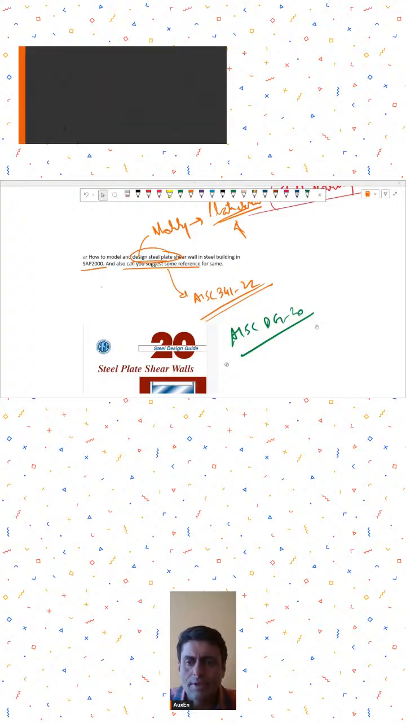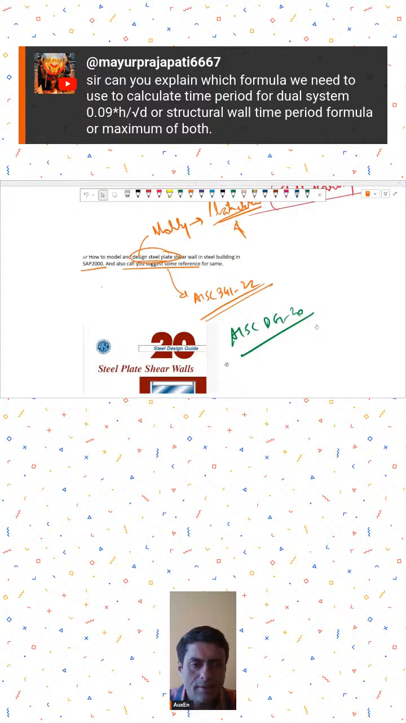Live comments. Engineer Mayur Prajapat is asking, can you explain which formula we need to use to calculate time period for dual systems: 0.09h over root d, or the structural wall time period formula, or the maximum of both? Now the code is very clear in what needs to be done. If you read the provision, the code is quite clear.